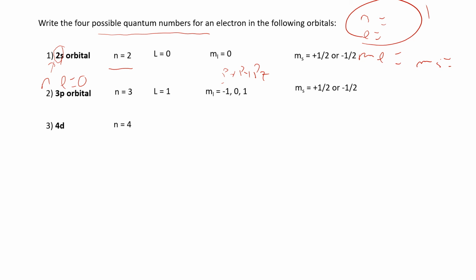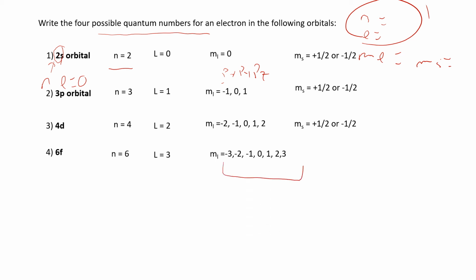4d: N is 4. Again, L is going to be 2. So then we're going to have 5 possible values of ML, corresponding to each possible d orbital. So -2, -1, 0, 1, and 2. Again, that's 5. Then again, plus or minus 1/2. Last one is a 6f. If an electron is in the 6f orbitals, write down all the possibilities. N is 6. That's going to be set. L is going to be 3 because that's an f orbital. And then this is where you have the possibilities. An electron can be in any one of these. Again, there's 7 types because it's an f orbital, -3 up to 3, and then plus or minus 1/2.